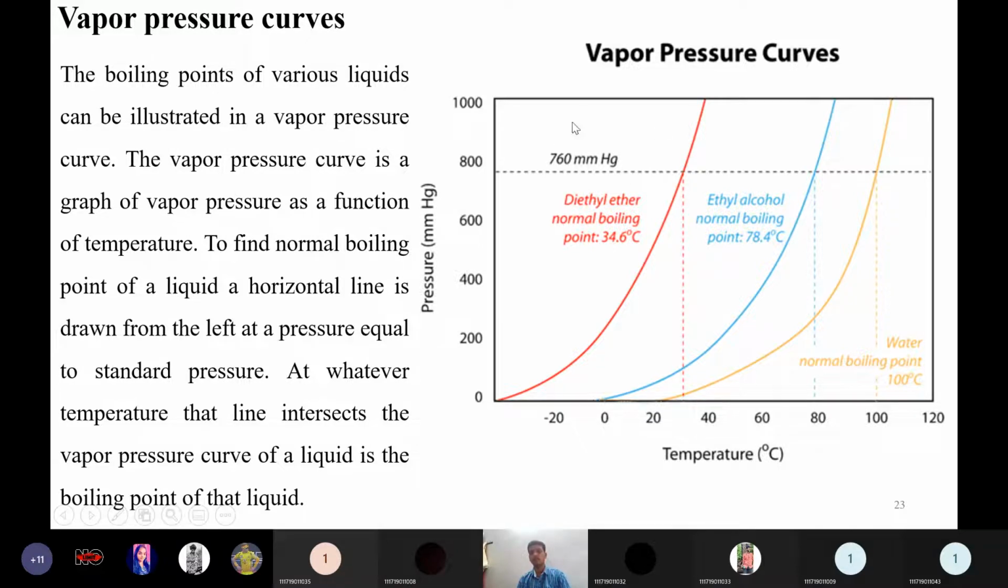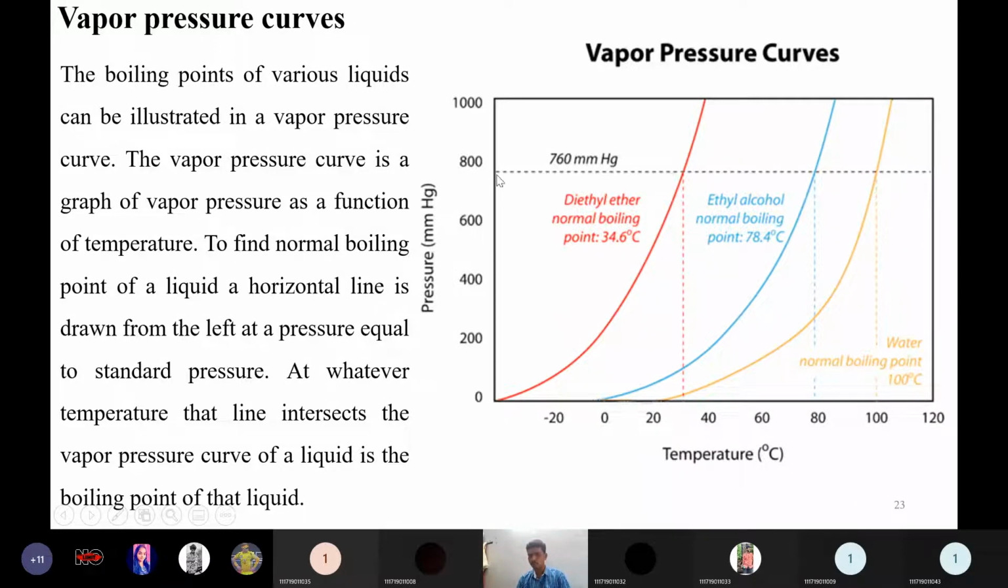If you change the pressure, if you decrease the pressure further, your boiling point will decrease, depending on this line. So these lines are called the vapor pressure curves. Depending on the pressure and temperature, this is how these curves will lie. For example, this is a water curve. This is an ethyl alcohol curve, whose normal boiling point is 78.4.